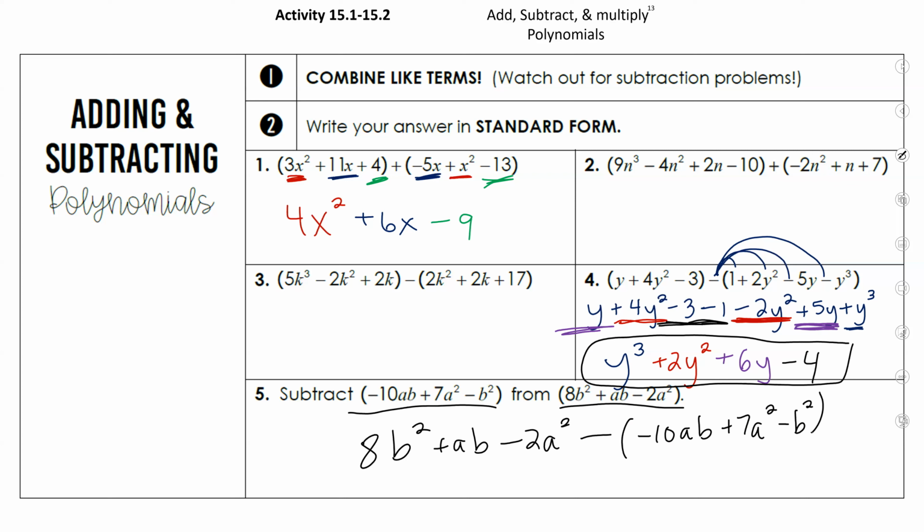And then we would distribute. So let's go ahead and distribute this. This negative and this negative will make this a positive 10ab. This negative and this positive will make it a negative 7a squared. And this negative with this negative will make it a positive b squared. And I can just bring everything else down.